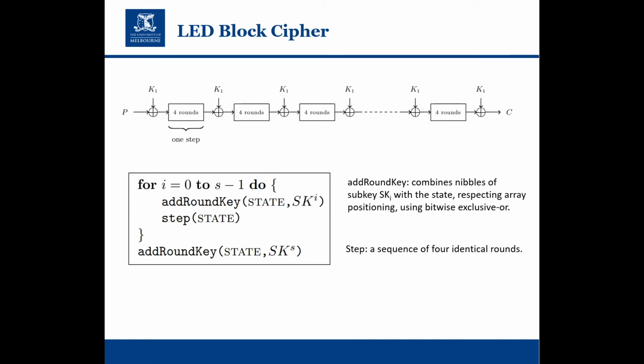In each round of the step, there are 4 operations. AddConstants applies round-dependent constants to each cell of the first 2 columns. SubCells applies the PRESENT S-box to every nibble. ShiftRows makes every cell in row i rotate i positions to the left. And MixColumnsSerial applies a transformation in each column of the state by multiplying by the MDS matrix.